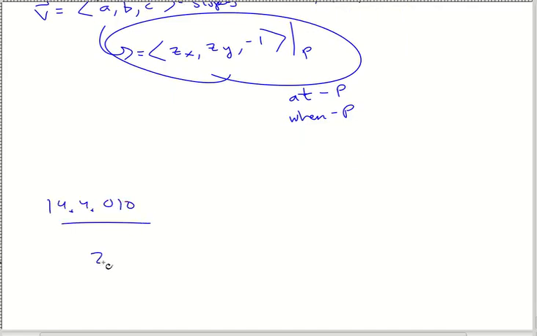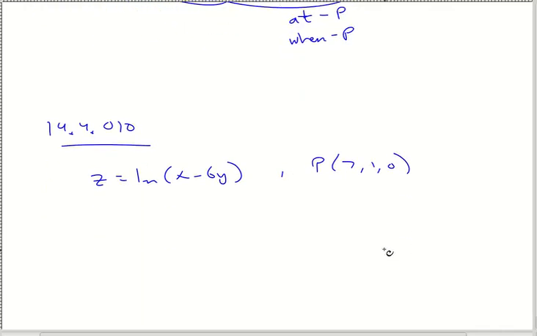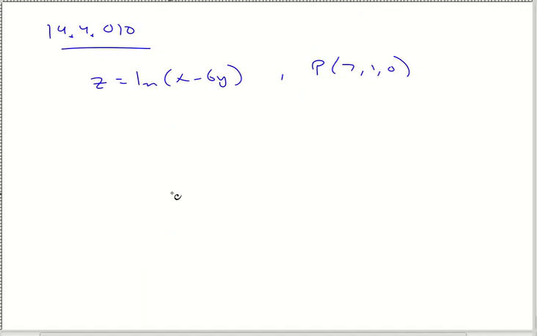14.4.010, they say z is equal to ln of x minus 6y. And they give me a point at (7, 1, 0) and say, what's the tangent plane equation? Couldn't be easier. So first off, let's find our slopes. Derivative in terms of x. Again, derivative of ln is 1 over stuff. Derivative of that stuff is going to be a 1 in this particular case.